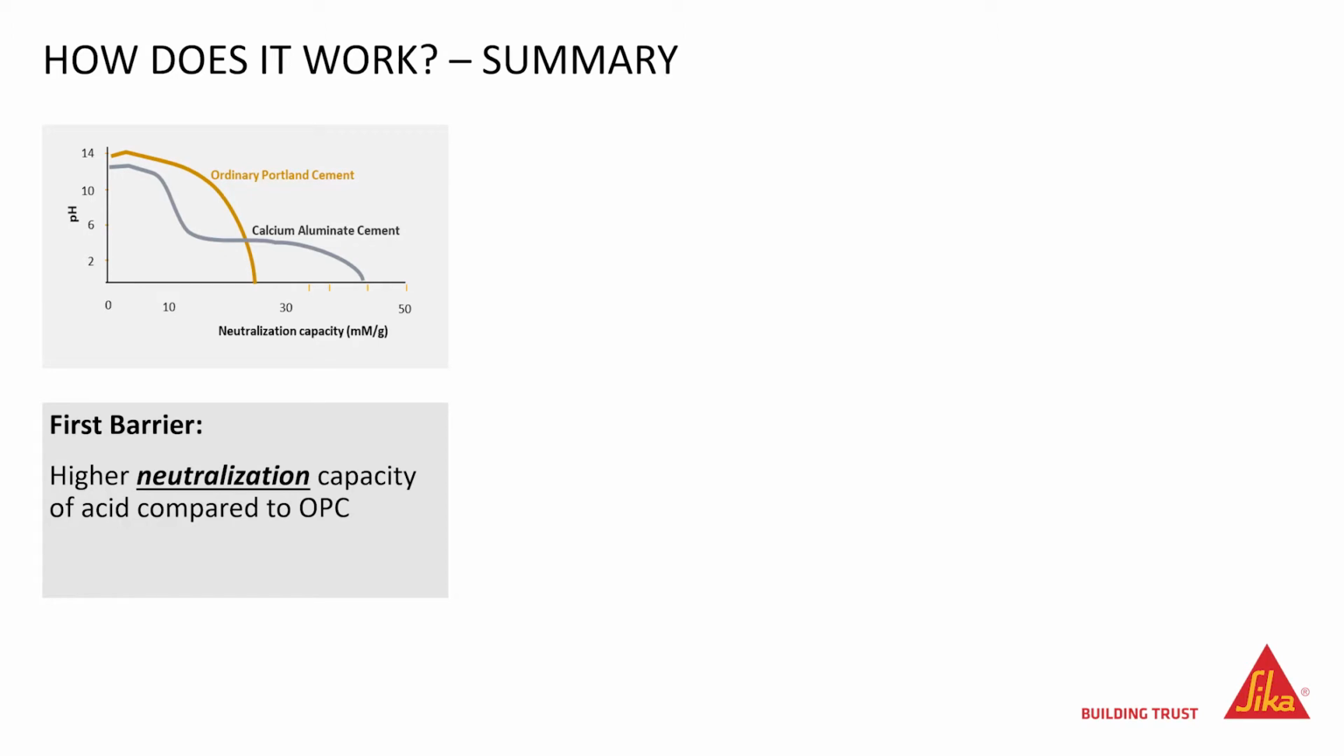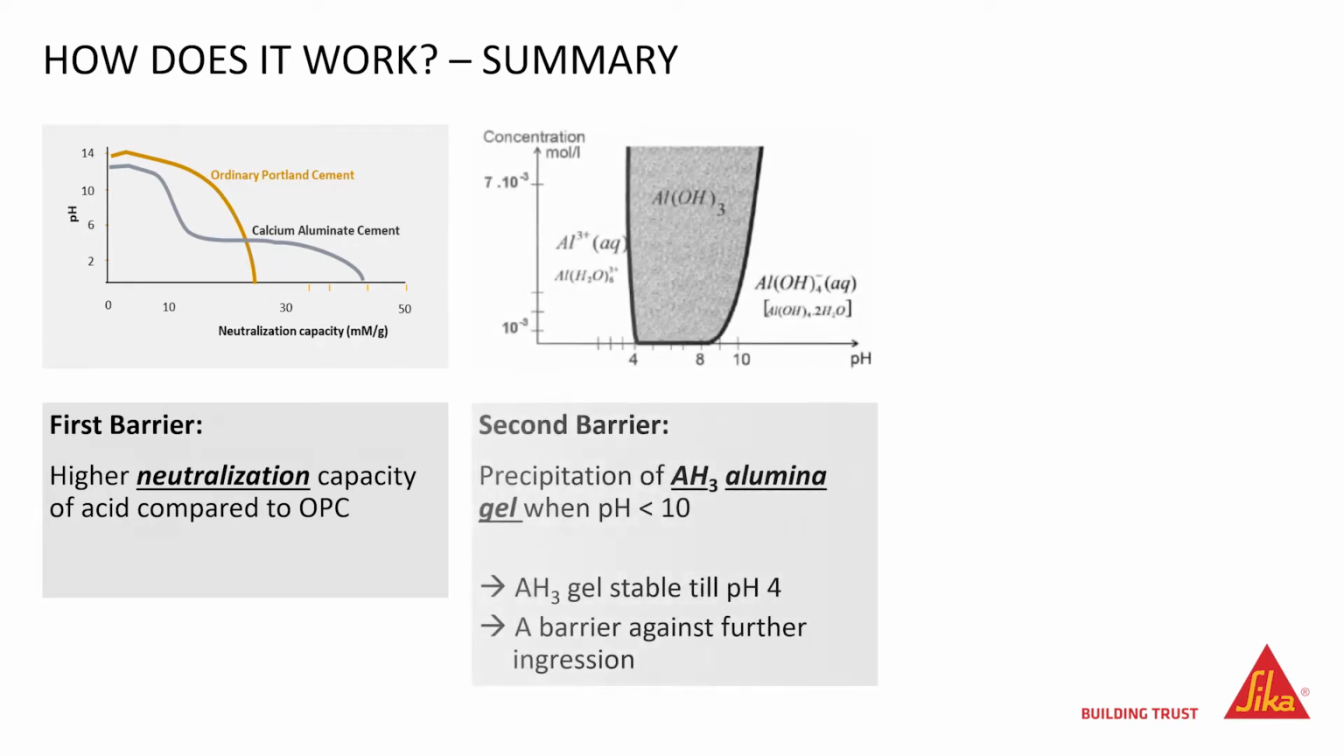The second barrier is due to the nature of the calcium aluminate mortar, where, when the pH goes lower than 10, there is a precipitation of aluminum hydroxide gel, AH3. This gel is very stable down to a pH as low as 4, and it acts as a barrier against further attack. At this level, the mortar is not much affected. However, during this time, bacteria continue to transform H2S into acid.